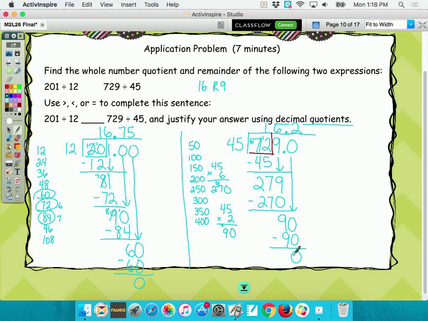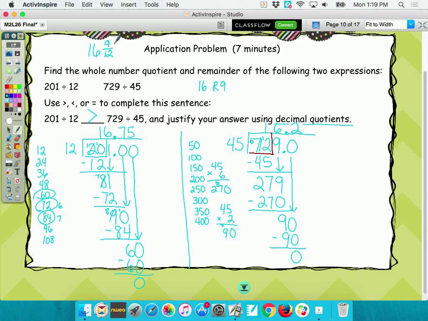So which one is larger? The first problem. The first problem, 75 hundredths is larger than 20 hundredths or 2 tenths. So now let's look at it if we would have done the fraction because I love it. So instead of 16 remainder 9, it would have been 16 and 9/12. That's probably 3/4. You know how I know that? Because 75 is 3/4 of a dollar, okay?